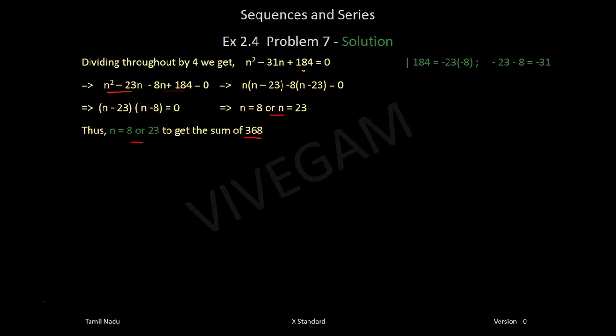Then 6 does not go. Once 4 is divisible, then 8 is also likely to be a divisor. So divide this by 8: 8 twos are 16, the remainder is 2, 24. So it will go 23 times. And 23 plus 8 is 31. Okay, so that is how you find this number. But because it is 184, it is minus 23 into minus 8. That is how you have to find the factors. Start from a smaller number and keep moving forward, you will be able to get it.